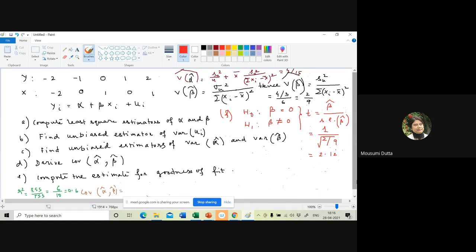We need to compare it with the value T 5 minus 2. 5 is n, n minus 2 is 3. And since it is a two-tailed test, I have to consider alpha by 2. Ma'am, 3.182. 3.182. Let me check T3 once again, yes, 3.182.